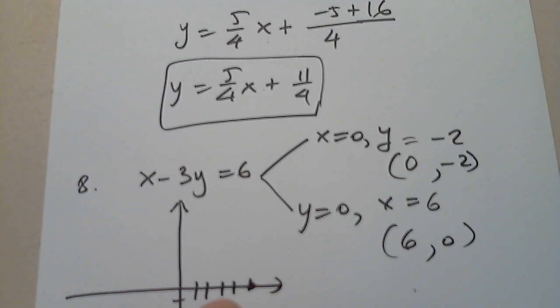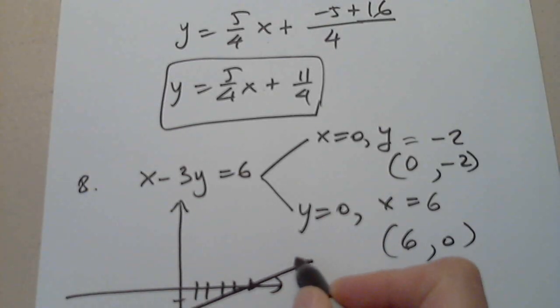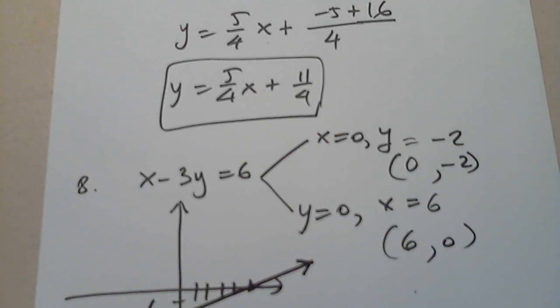You already know that the equation will have what type of slope? Negative, positive, undefined, or 0? Positive.